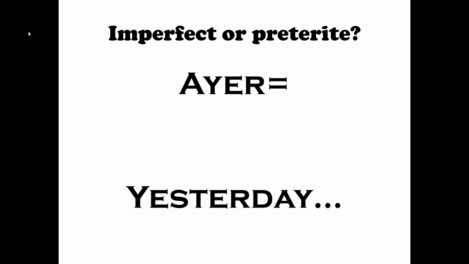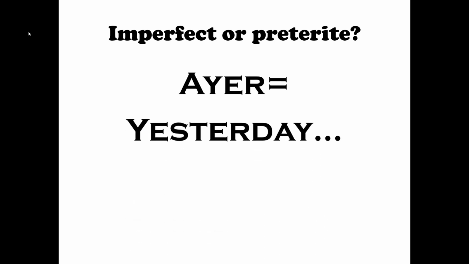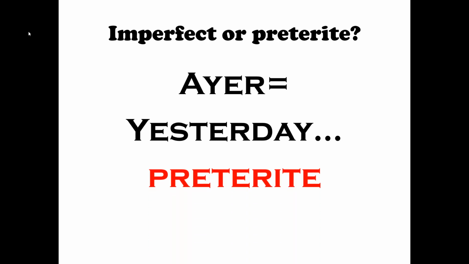Ayer. Ayer means yesterday. There's no other signal words in the sentence. This is likely a sentence about a one-time event. Like yesterday, I went to the grocery store. We're going to use preterite. Ayer fui al supermercado.